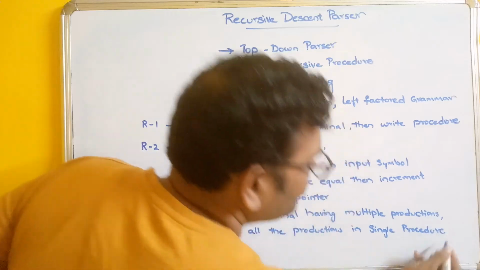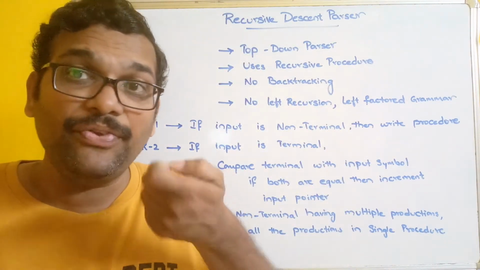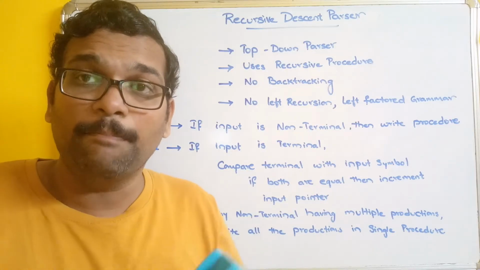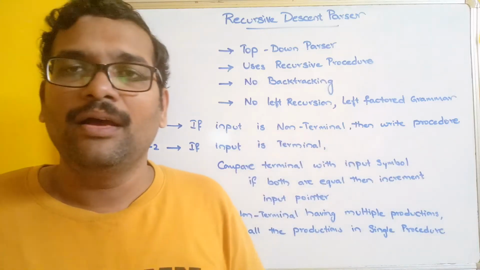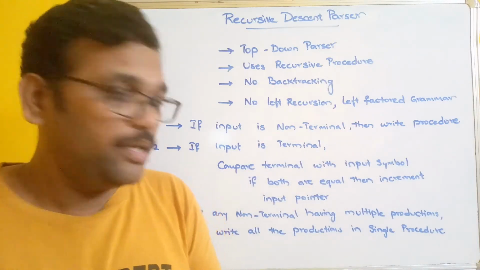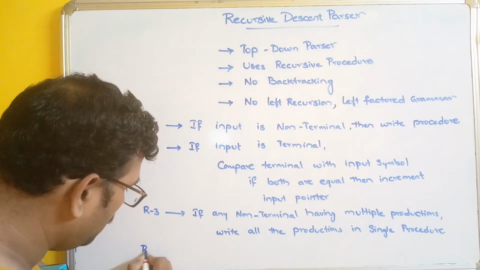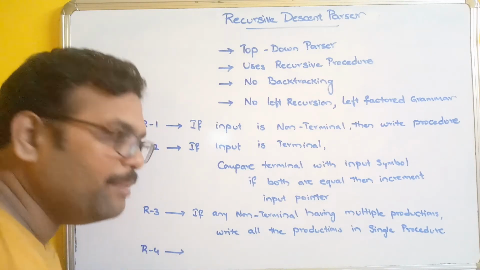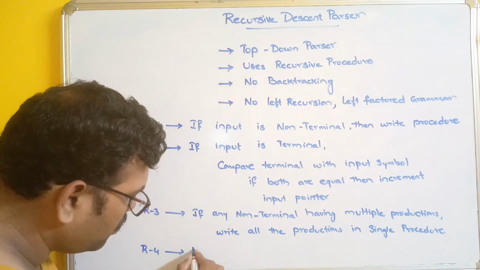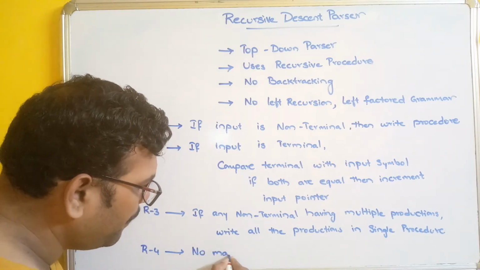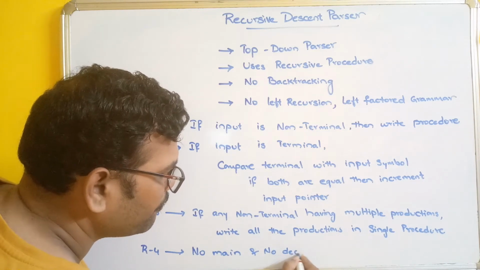So we are writing recursive procedures here, and if any non-terminal has multiple productions, then we write all the production information in the single procedure. And one more thing, it doesn't have any main function or any declarations. So no main and no declarations.